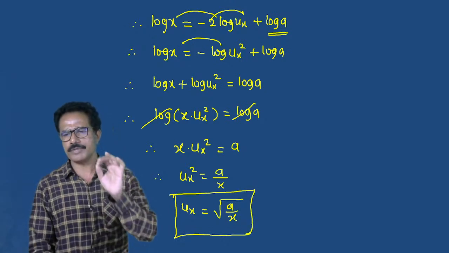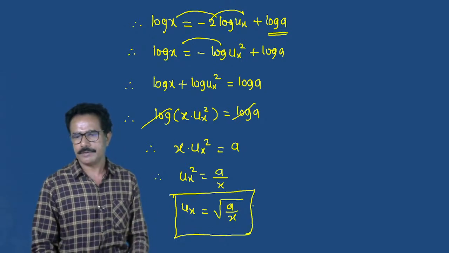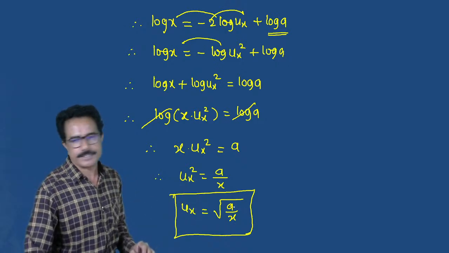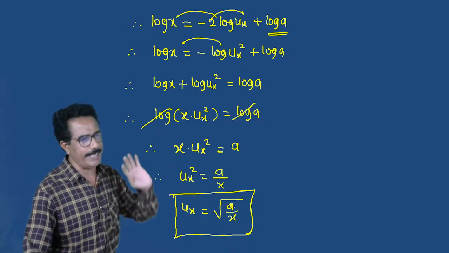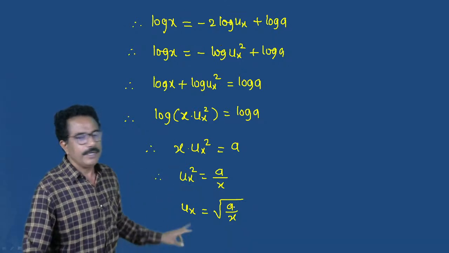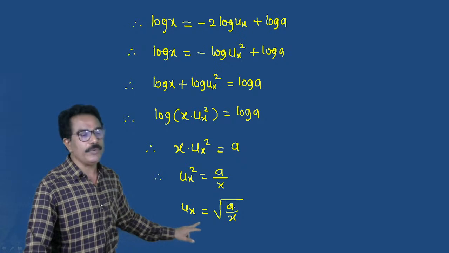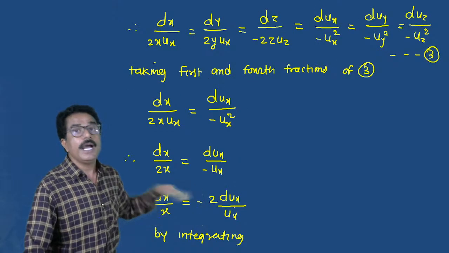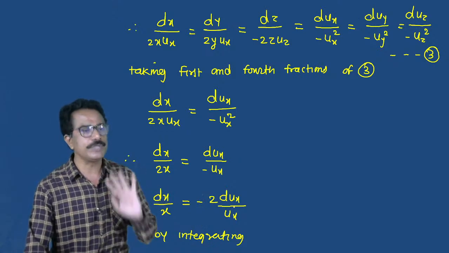हा प्रॉब्लेम समजून घ्या, खूप इंटरेस्टिंग आहे. व्हेरी गुड. सो ux is equals to root of a by x. समजलं का सद्दाम? ओके. So thus we have obtained here ux which is equals to root of a divided by x. Again we have to calculate uy and uz.